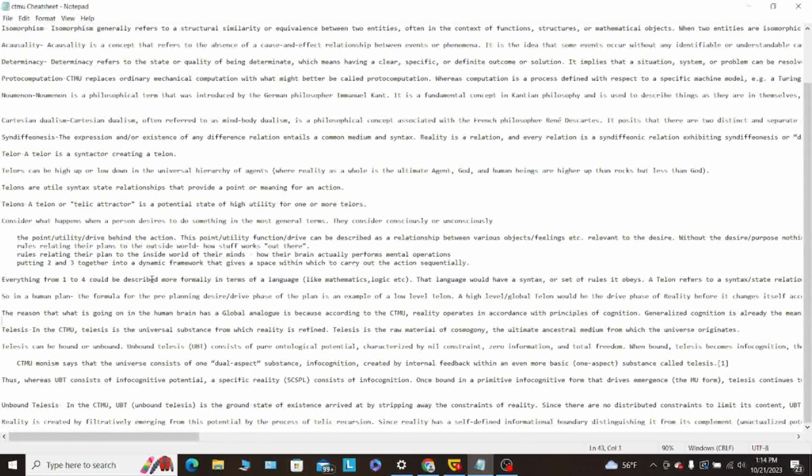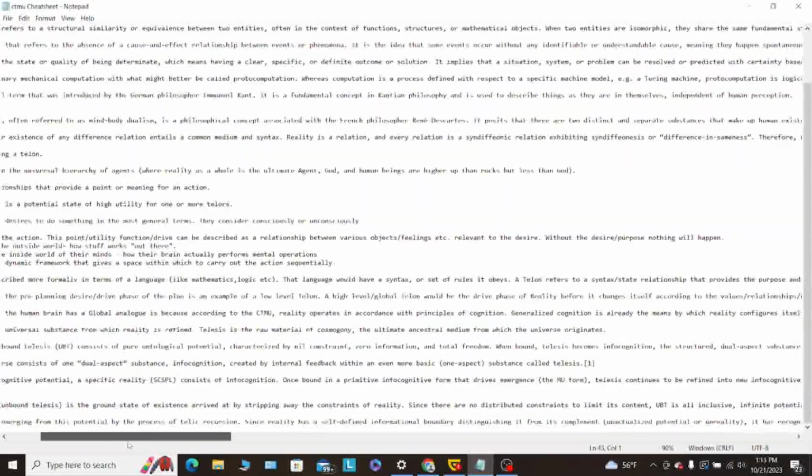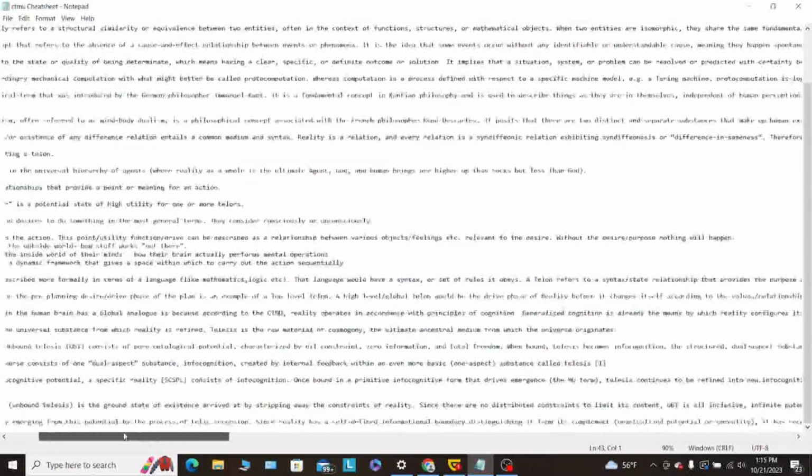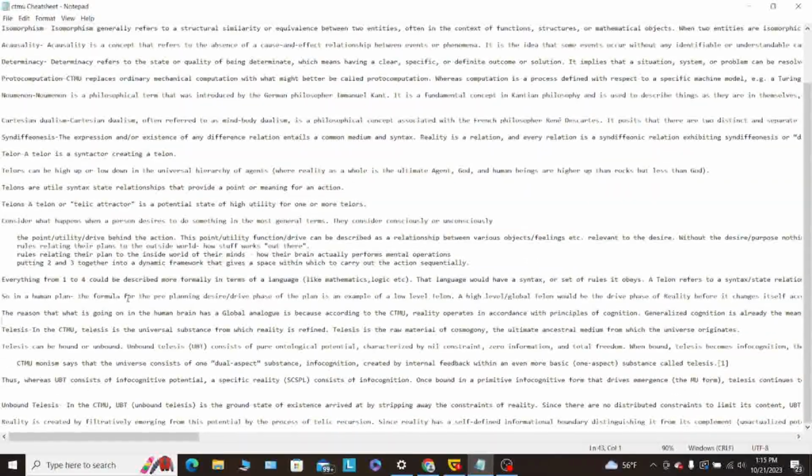Telesis can be bound or unbound. UBT, unbound telesis, consists of pure ontological potential, characterized by nil constraint, zero information, and total freedom. So it does sound a lot like the indefinite dyad. When bound, telesis becomes infocognition, the structured dual aspect substance of which reality consists. To be clear, CTMU monism says that the universe consists of one dual aspect substance, infocognition, the information and its cognition, created by internal feedback within an even more basic one aspect substance called telesis.